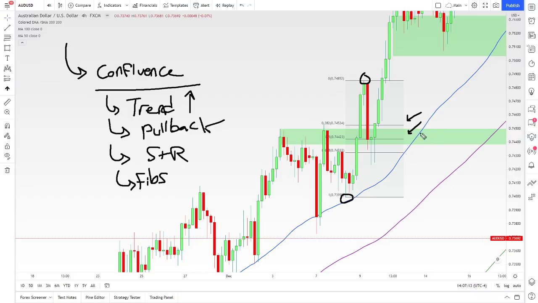The 50% retracement, and the 61.8. Depending on what you like to do and what your strategy is, you may be looking just for the 61.8, you may be looking for the 50%. For me, the 50% would have probably looked interesting here. And then price did a little bit of a rejection candle here.